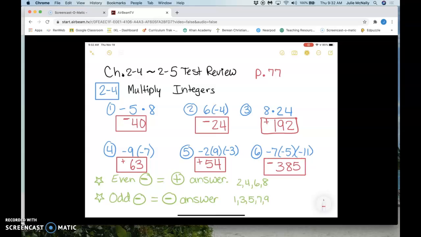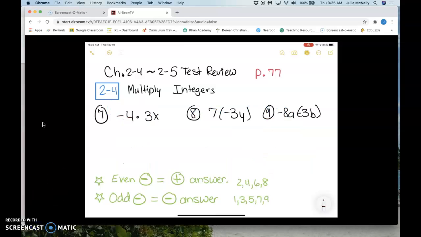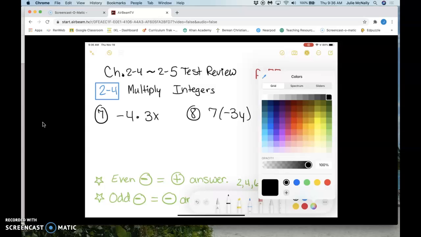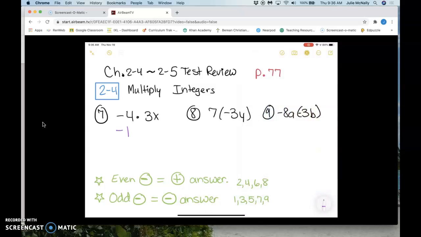All right, copy all those down, and we'll be right back with more. So this is simplifying expressions. And when we're multiplying or dividing, we can combine numbers with variables. When I see negative 4 times 3x, what I'm going to do is multiply the numbers together and then write the variable after. So what is negative 4 times 3? Negative 12. X. Negative 12, and then write the x next to it.